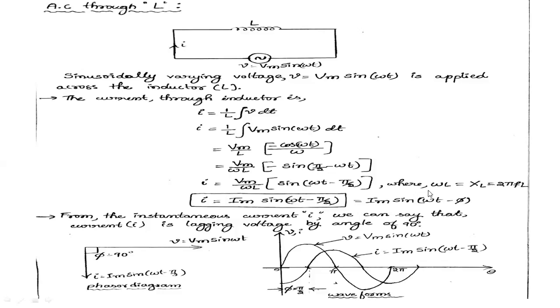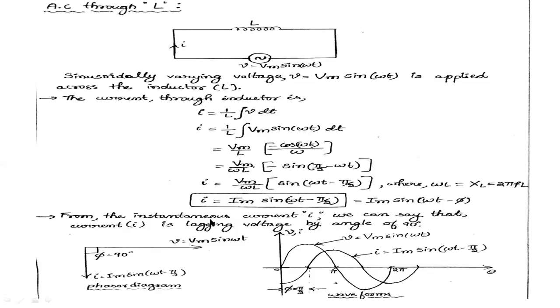If the inductor is not a pure inductor, I am going to write Im sin omega t minus phi for the instantaneous current. We can't say that the current I is lagging the voltage by 90 degrees in general. Only if it is a pure inductor can you say that it lags by 90 degrees.